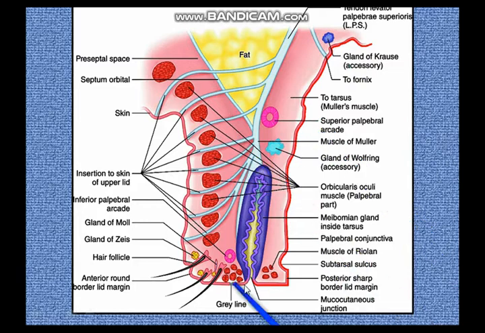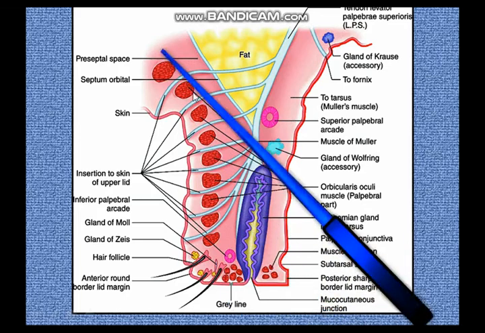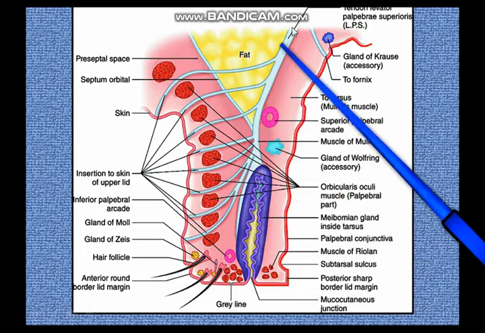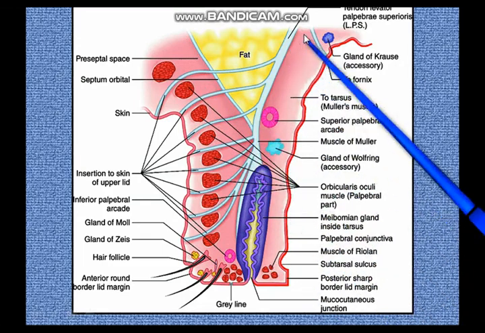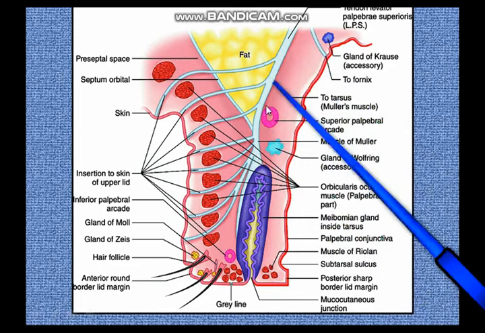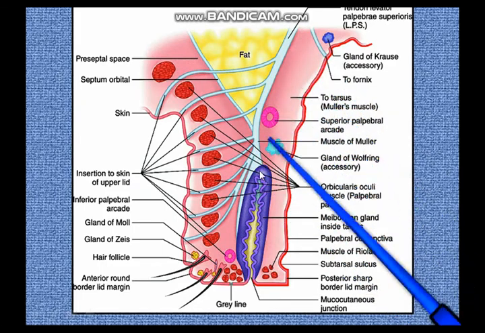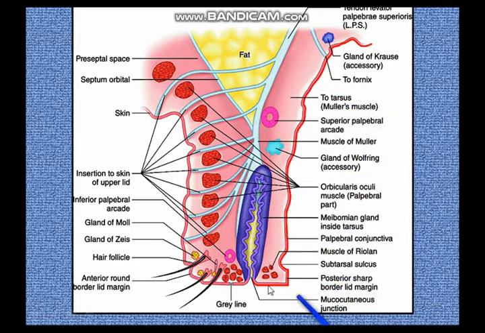So there are lots of things that you can make out in this diagram, but you have to keep in mind the main things: the eyelashes, glands of Moll and Zeis, the tarsal plate and the meibomian glands, the orbicularis oculi muscle, the orbital septum, the aponeurosis of the levator palpebrae superioris and its distribution, a part of the levator palpebrae superioris which is the involuntary Müller's muscle also coming and getting attached to the tarsal plate, and the conjunctiva, the mucocutaneous junction, the gray line, the accessory lacrimal glands of Krause and Wolfring. All of these you have to keep in mind. So now let us look at the next diagram.